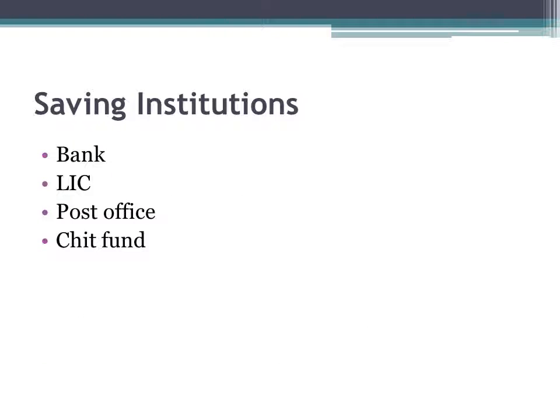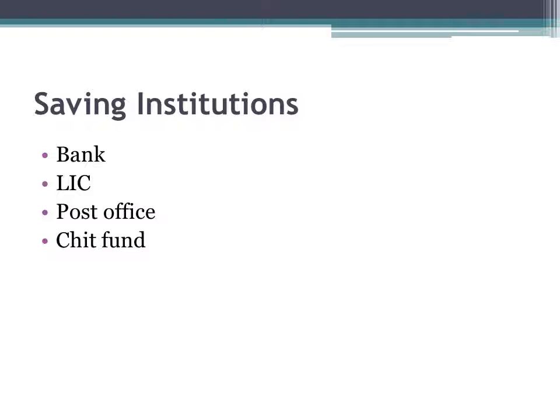In this chapter, as I've mentioned in the objectives, we'll be learning about various saving institutions, which is very, very important. If you keep the money for yourself, at times you may just spend it, and at the end of the day you will not have even a single penny. In that case, if you are saving it in some institution, that institution will take care of it, and in turn you can also get it back in the form of profit.